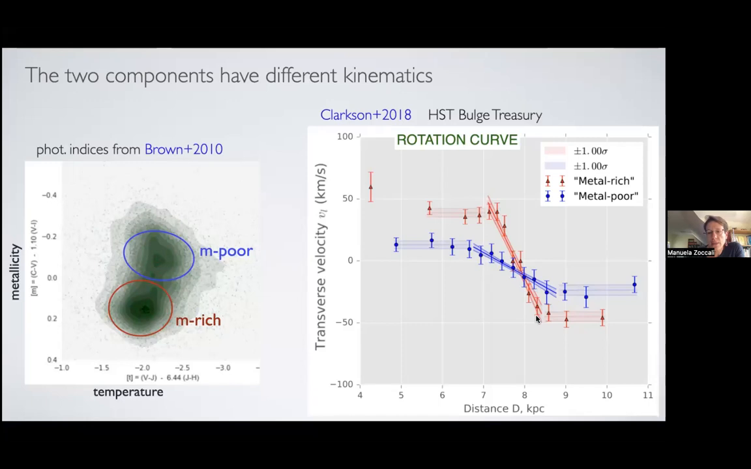You see that the metal-rich stars have a faster rotation compared to the metal-poor stars. Here, the difference between the two seems to be a bit larger than what was found with spectra.